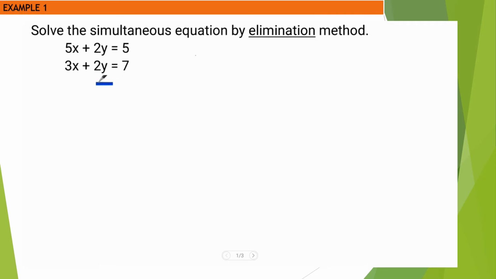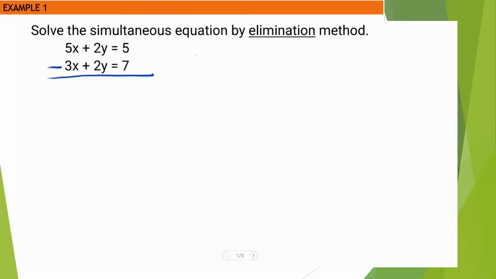Do I have identical terms in both? I have 5x, 3x, not identical. 2y, 2y, yes, they are identical. So I advise you to start by cancelling the identical ones first. How can I get rid of 2y and 2y? We have two options: add or subtract those equations. So 2y and 2y cancel each other by subtraction. So I choose to subtract those equations.